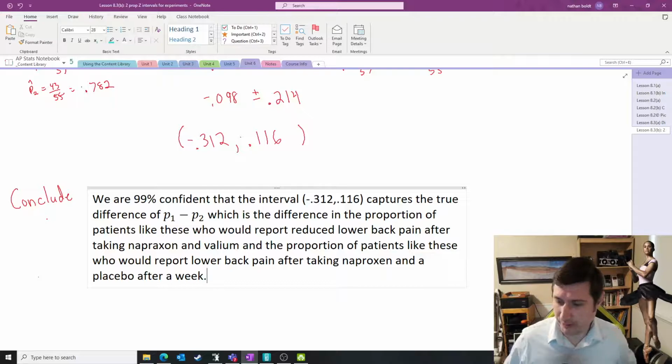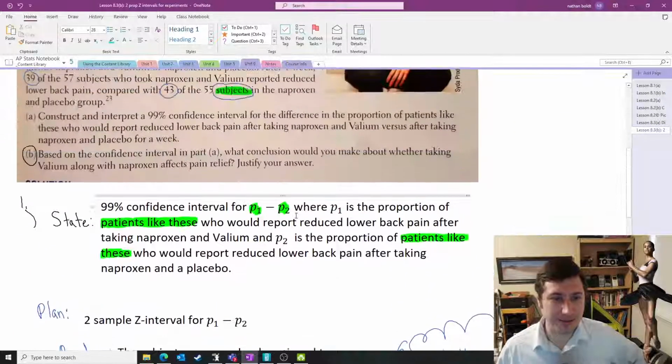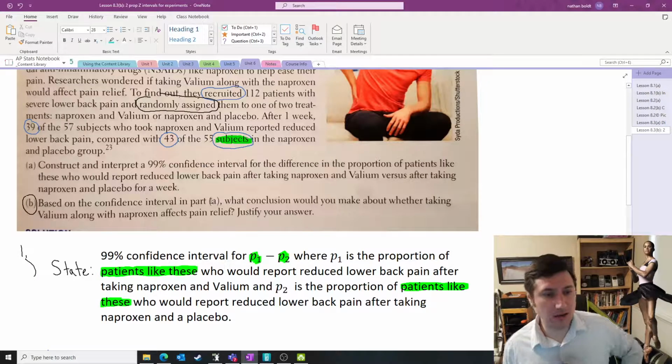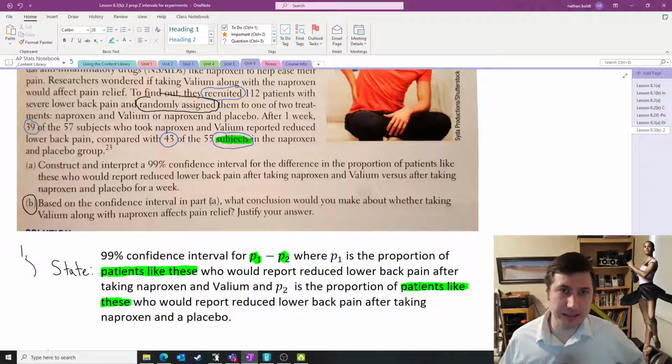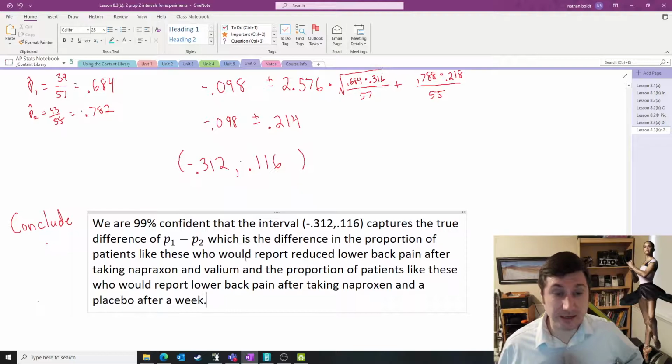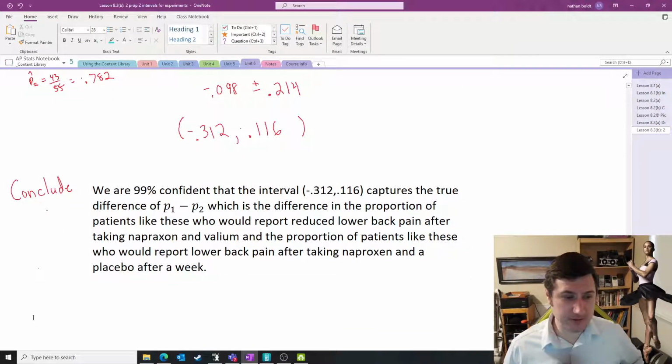All right, whew, that was part A. Brutal. All right, what about part B? Based on the confidence interval in part A, what conclusion would you make about whether taking Valium along with naproxen affects pain relief? So do we have convincing evidence that taking the Valium does anything? And I believe the answer is no. Because in this interval, what important number is in that interval? 0. 0 is in that interval. So it is perfectly plausible that the difference is nothing.